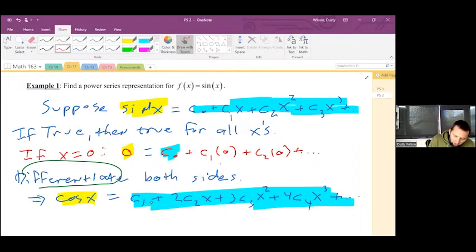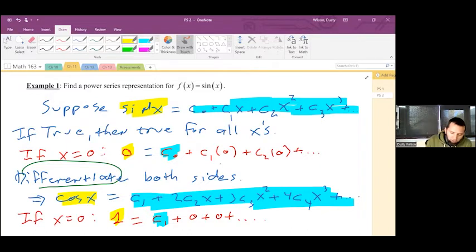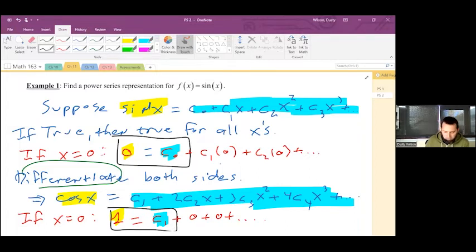Once again, we can evaluate at x equals 0. If x equals 0, the left side is going to be cosine of 0, which is 1. And the right side is going to be c1 plus 0 plus 0 plus dot, dot, dot. So here's that c1 on the right side, here's the 1 on the left, and so we have found our second coefficient. So far we found the coefficient c0 equals 0, and now we found the coefficient c1 equals 1. We found two coefficients out of the infinite number of coefficients. I guess we're sort of better off than we were before.